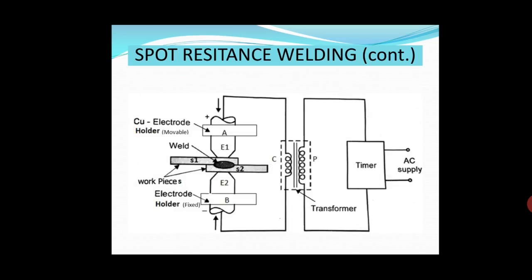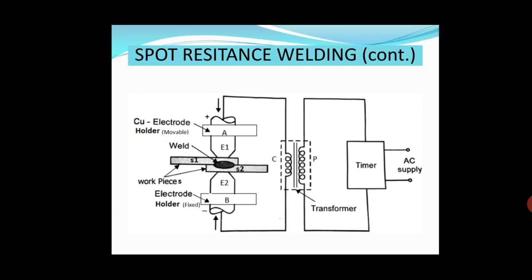So this is the diagram which I have described. You can see there are two electrodes, E1 and E2. The upper electrode E1 is a movable type, and E2 is fixed in an arm B or electrode holder B. In between these two electrodes, two metal sheets overlap each other. This is the overlapping portion where the weld joint occurs.